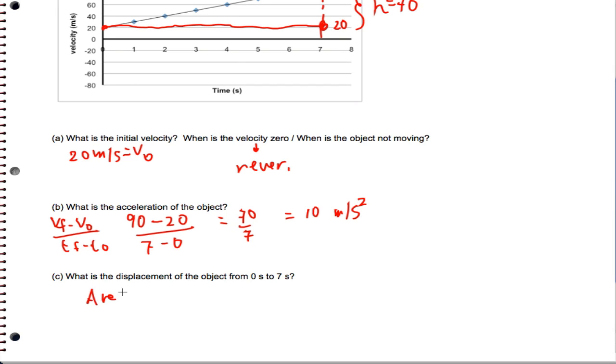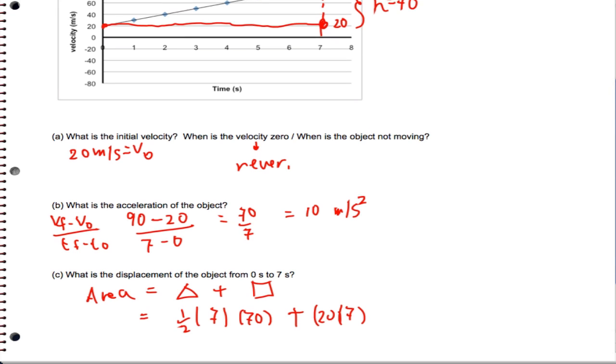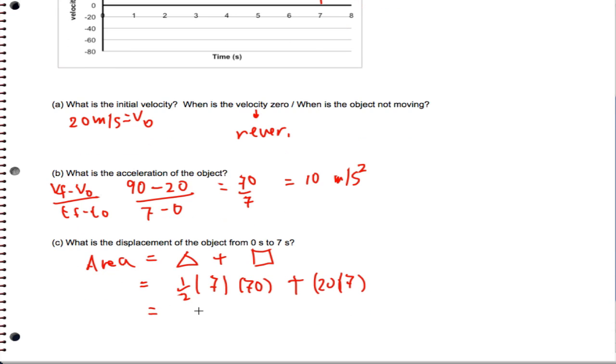So our area is going to be the triangle plus the rectangle. So that's going to be 1/2 times the base, which is 7, times the height, which is 70, plus the area of the rectangle, which is going to be 20 times 7. So when we do that math, that's going to end up being 7 times 35 plus 140. So we get 245 plus 140. And so we end up getting 385 meters.